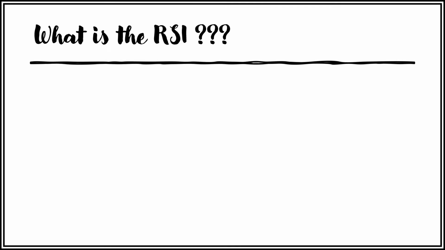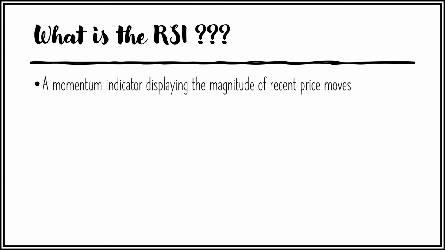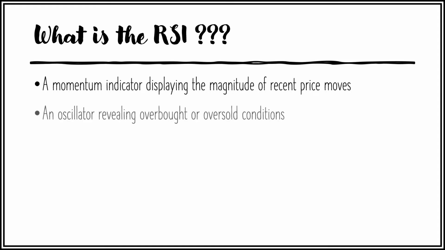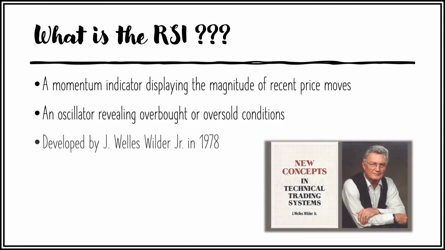So first and foremost, what is the RSI? Well, the RSI is a momentum indicator that displays the magnitude of recent price moves. So simply put, it shows trend direction and pace of swings. All right. Next, it is an oscillator that shows overbought and oversold conditions. And just for some general knowledge, the RSI was developed by J. Wells Wilder Jr. in 1978 and was first introduced in his book, New Concepts in Technical Trading Systems.